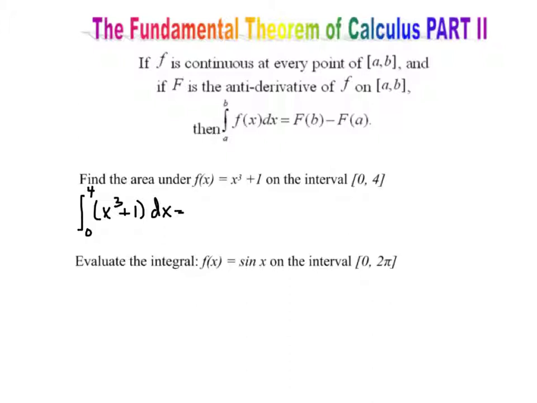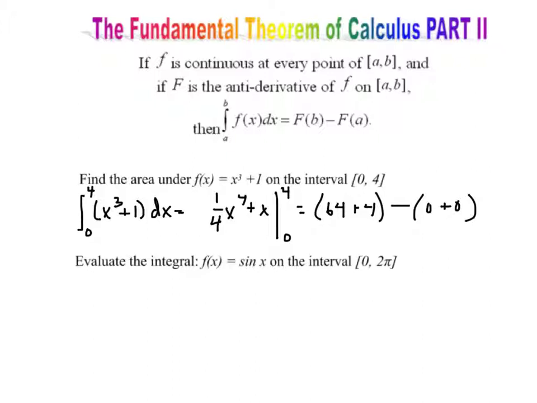So we find the antiderivative. It's 1/4 x to the 4th plus x. We're going to evaluate that at 4 and 0. Remember, that vertical line means evaluate, and we're evaluating at both. If I plug in 4, I get 1/4 of 4 to the 4th, which is 64, plus 4. If I plug in 0, I get 0 plus 0. Remember, I find the difference. The answer here is 68.